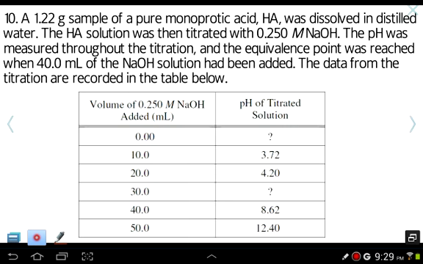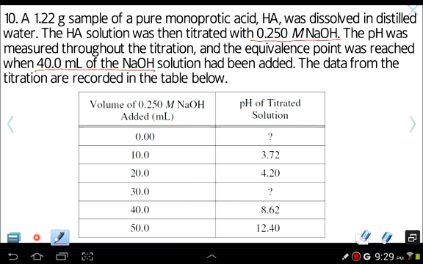We have a 1.22 gram sample of a pure monoprotic acid, HA, which was dissolved in distilled water. So we just have a weak acid. And the HA solution was titrated with some strong base, sodium hydroxide, 0.250 molar. The pH was measured throughout the titration using a pH meter, most likely, and the equivalence point was reached when 40 mL of the sodium hydroxide was added.